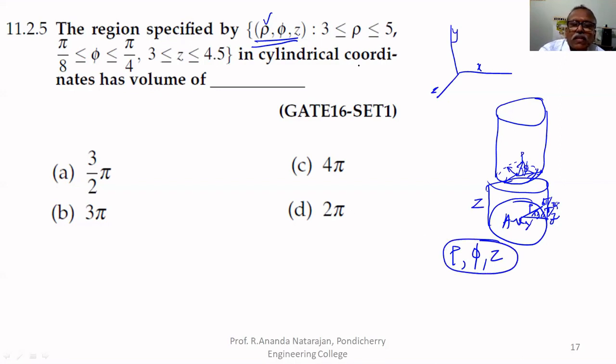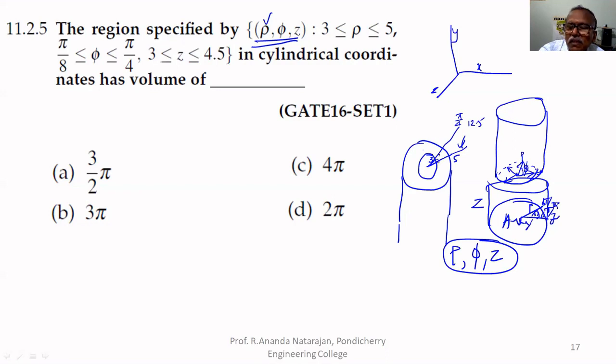What is the volume for this range? Rho varies from 3 to 5, so the radius varies from 3 to 5. Then the angle varies from pi by 8 to pi by 4. Pi by 8 means 12.5 degrees, and pi by 4 is 45 degrees.